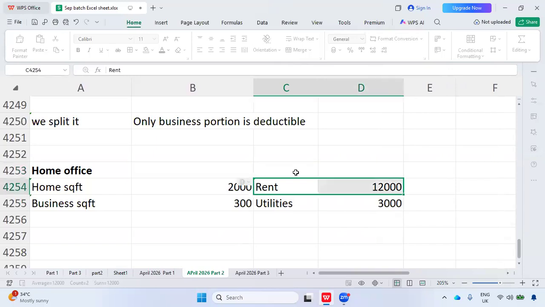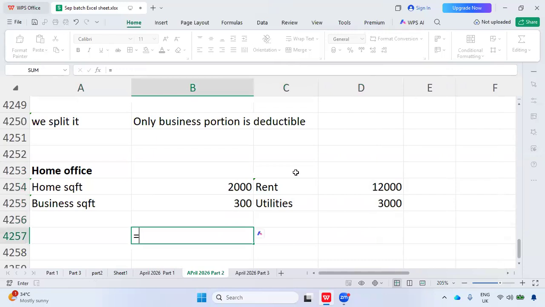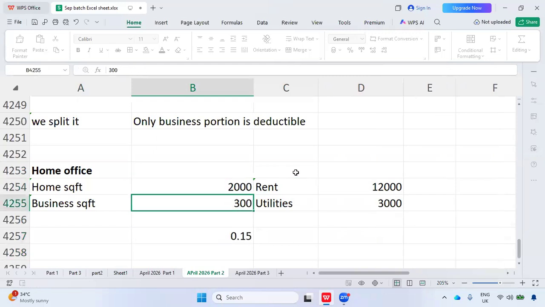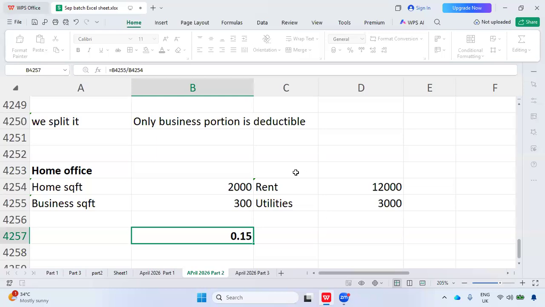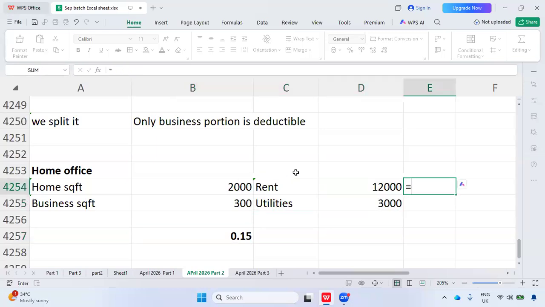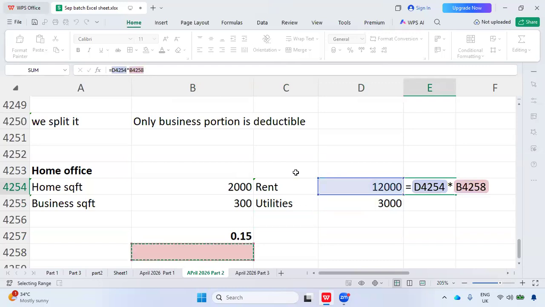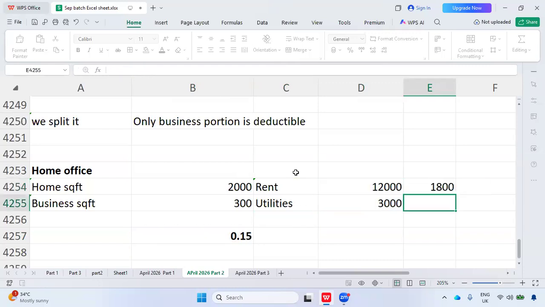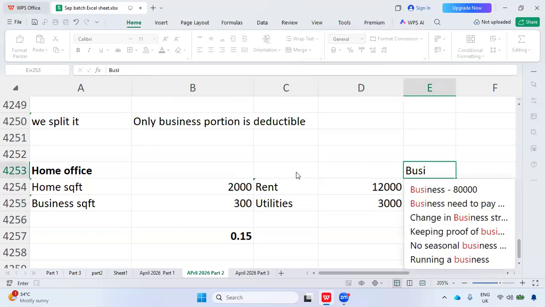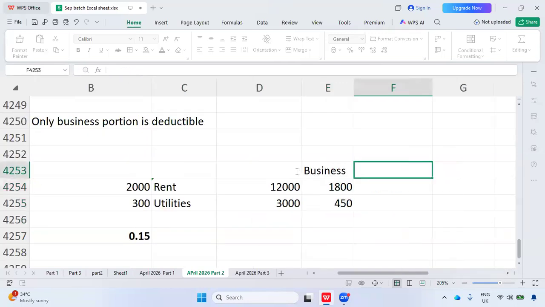For this, we have the square feet, SQFT. Based on this, we can claim. Which is 300 SQFT for business, out of 2000 we are using 300, which means 15%. So out of total expenses, 15% is related to the business. In the rent case, 12,000 total and business portion 15%, which is 1800. Here 3,000 total utilities expenses and 15% is the business portion. In this way we can claim as expenses, and the remaining will be the personal portion.